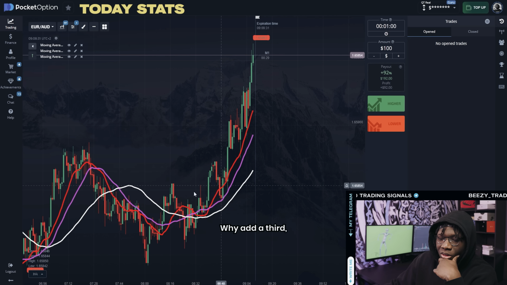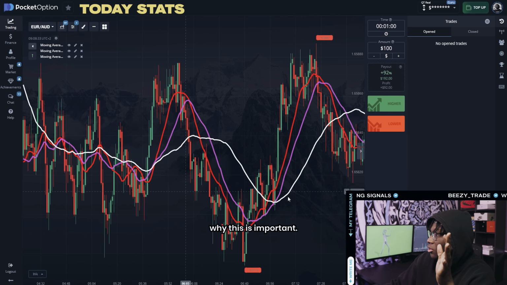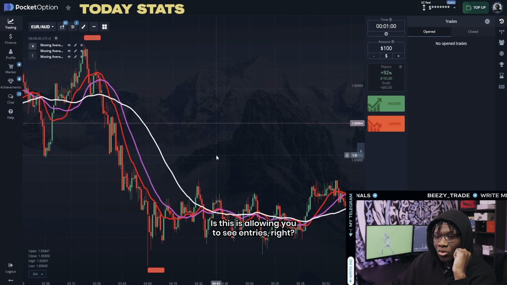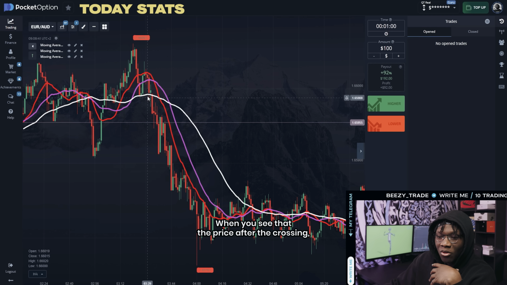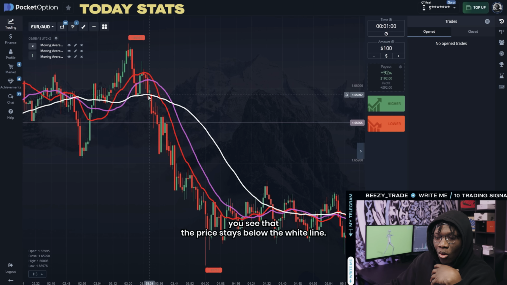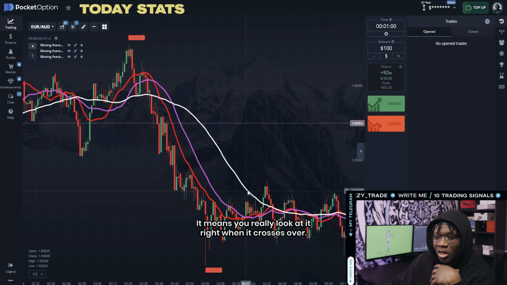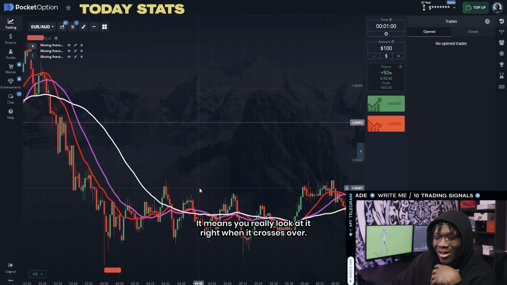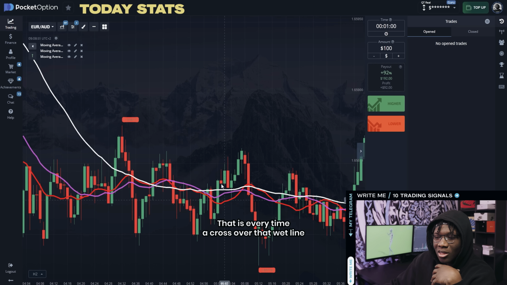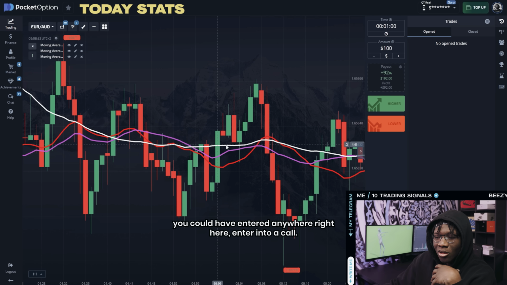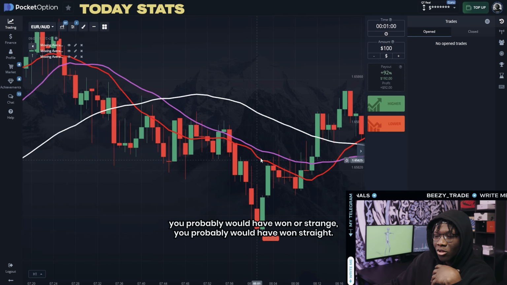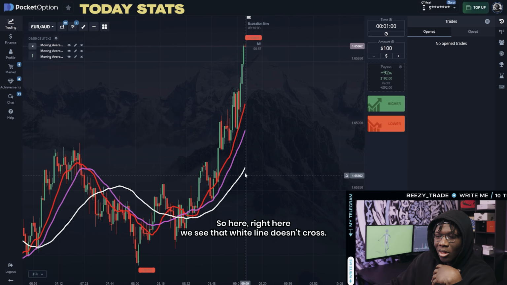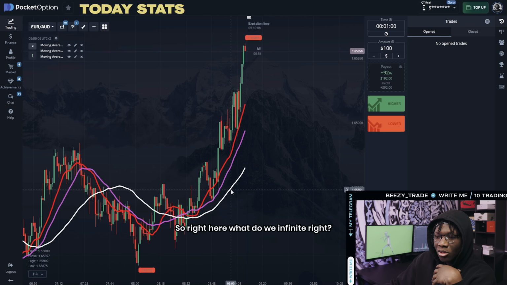Why add a third SMA? It's important because it allows you to see entries. When you see that after the crossing the price stays below the white line, it means you're really looking to enter calls. Every time it crosses over that white line, you could have entered anywhere right here into a call, and you probably would have won those trades. Here, we see that white line doesn't cross. So right here, what are we entering into?